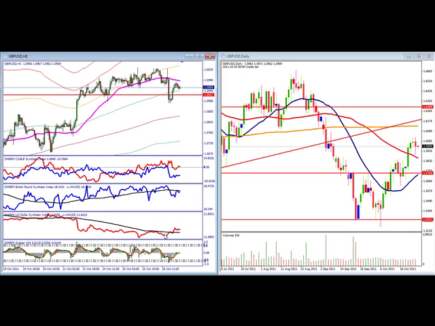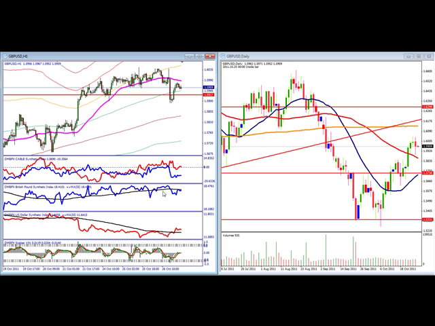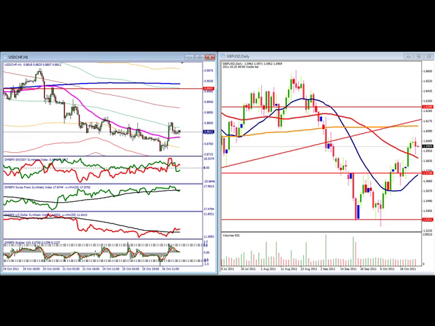Dollar, again, trending lower with a little move up. And the pound, ever so slightly, is trending higher. Once again, we're in a neutral zone.